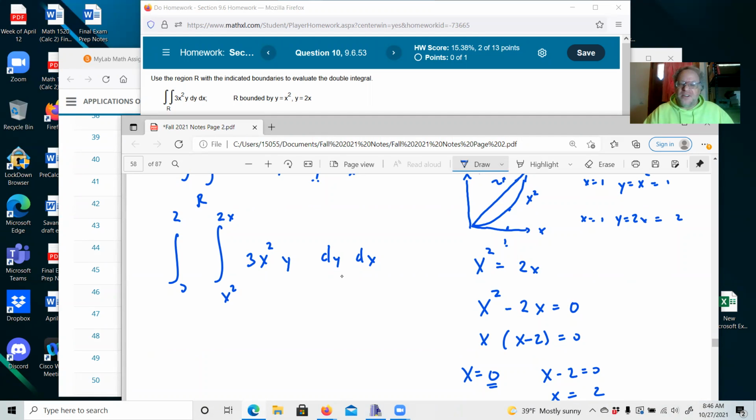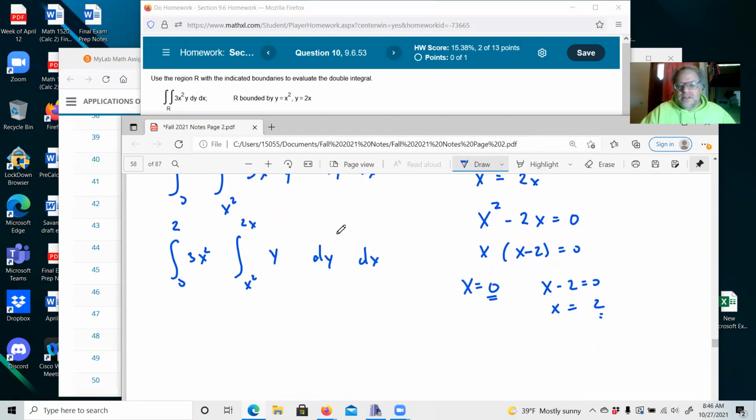So that is our setup. Okay, so let's integrate with respect to y, because this bit here can flip through. This is just going to be 0 to 2. We have a 3x squared here. We have an x squared to 2x of y, the y squared, just y. Okay, and we have our dy and our dx.